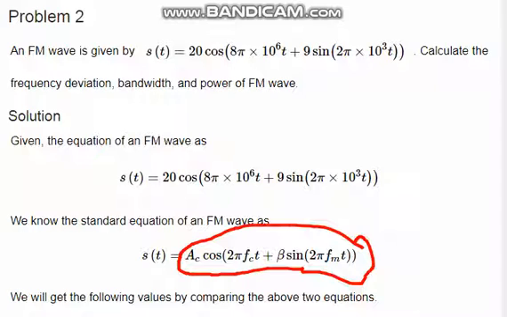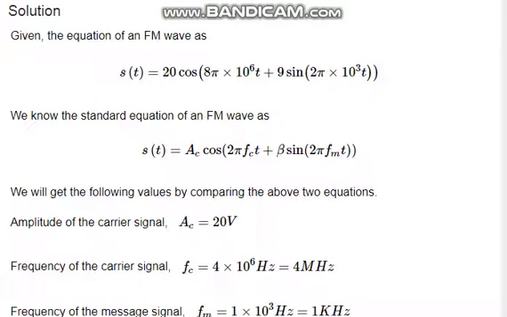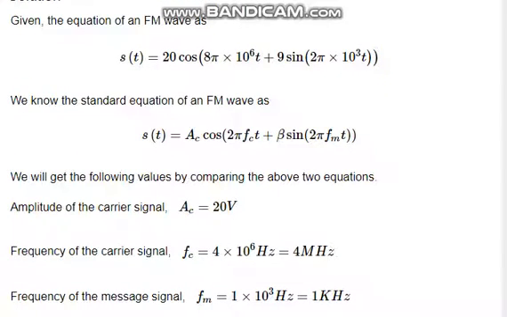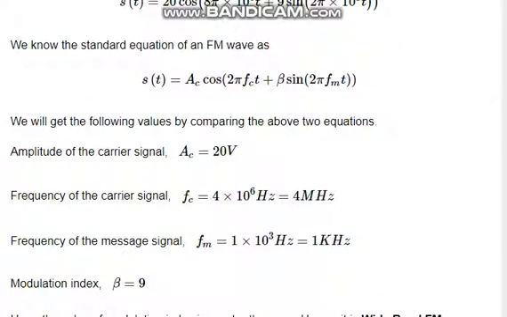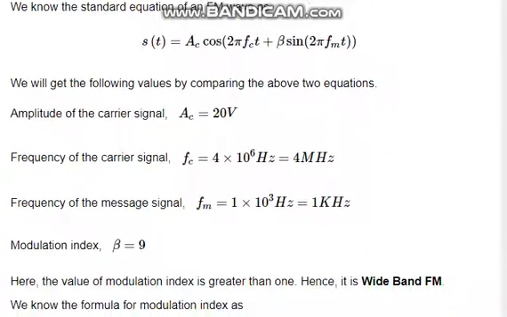By this we can find out that AC is equal to 20 volt, FC is equal to 4 into 10 to the power 6 hertz, that is 4 megahertz, and FM is equal to 1 kilohertz. By this you know FC and FM. You have to find out beta. Beta has been given here, beta is 9. Comparing these two equations, beta is equal to 9.